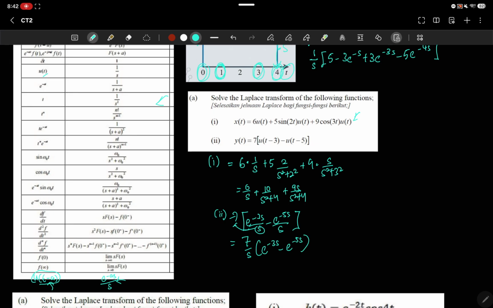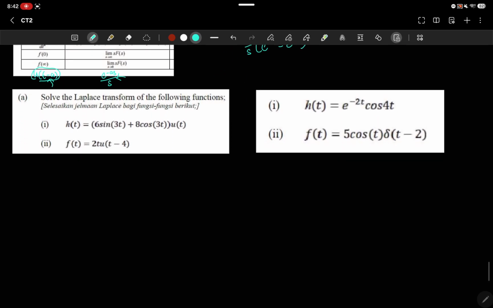Now we have several other questions here which are quite different. This is just the same, you just refer to the table, and if you solve it, you'll get this as the answer. Due to the denominator being the same, you can write it as a singular answer. Now if you notice here something is different.